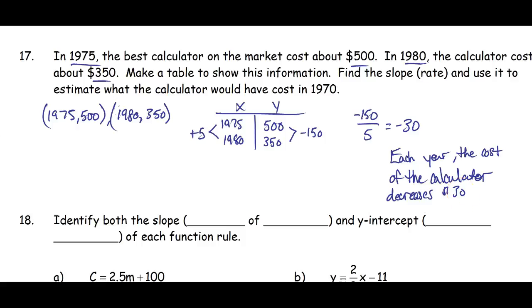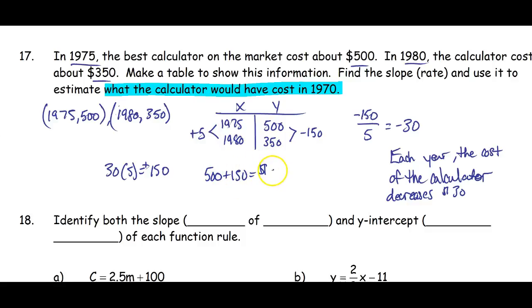Okay, but let's finish our question. What would the calculator have cost in 1970? Well, 1970 is well before this. Okay, so in 1970, how do you think we're going to figure that one out? Well, that's 5 years before, so you're going to take 30 times 5, you get 150. So you have to add 150 to your 500. So the calculator in 1970 would have cost $650.